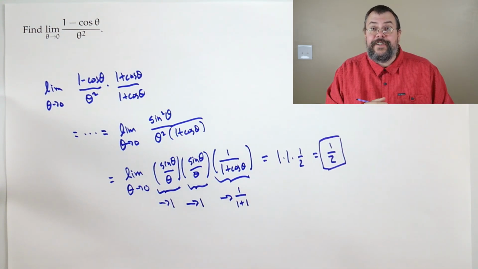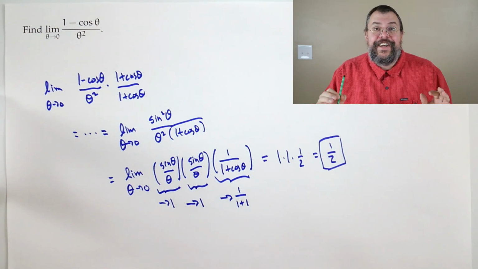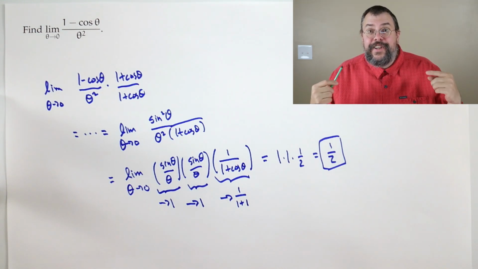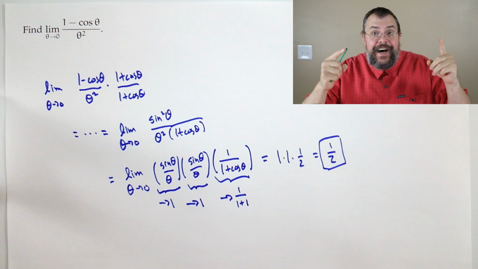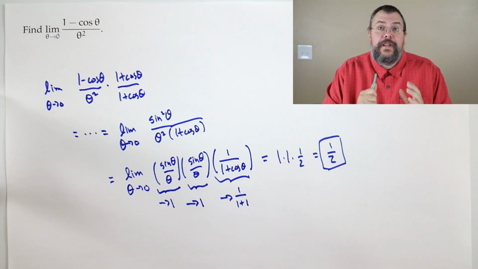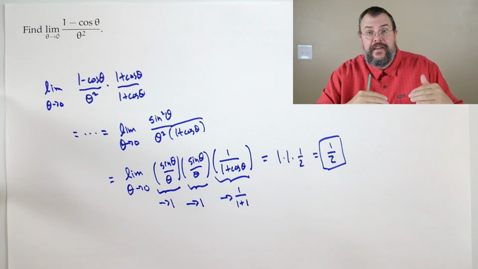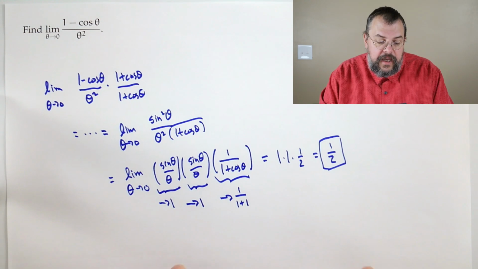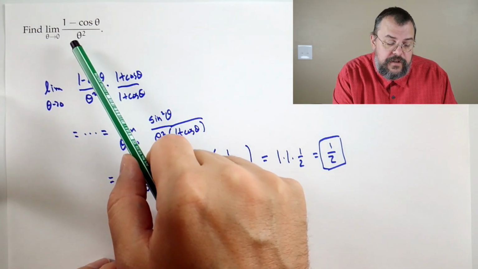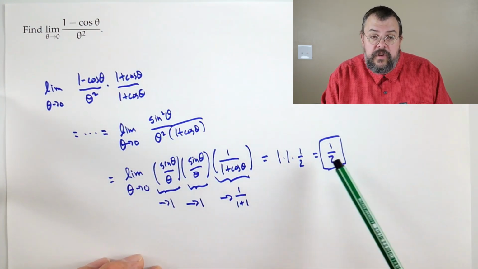Now that's kind of interesting. Let me point something out, because I think this is kind of fun. It may not be immediately obvious that we've actually done this. So let's go ahead and actually see. Aha, we can say something cool here. Remember what limits tell us. Limits tell us what's happening nearby. So what we can say is that near 0, this expression of 1 minus cosine theta over theta squared is near a half.